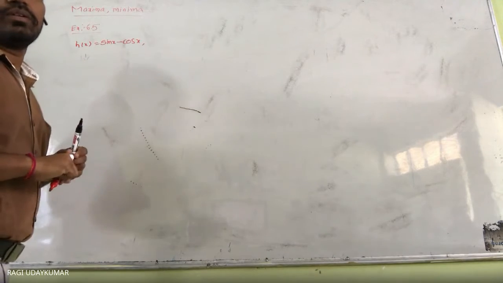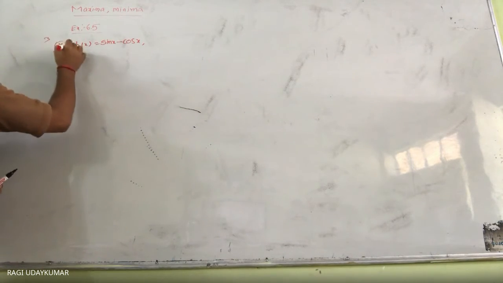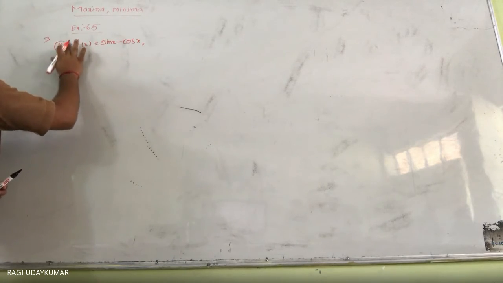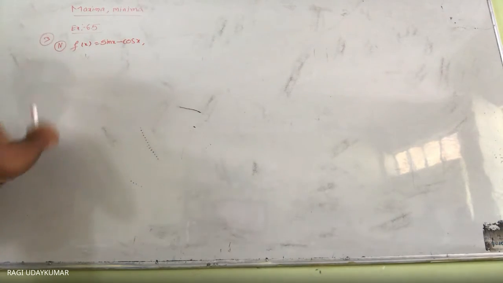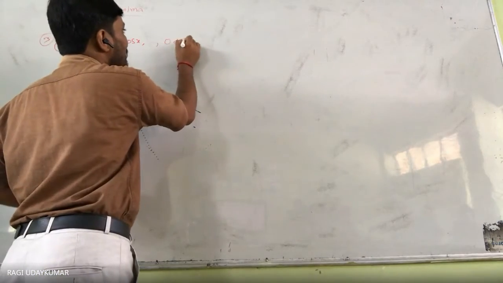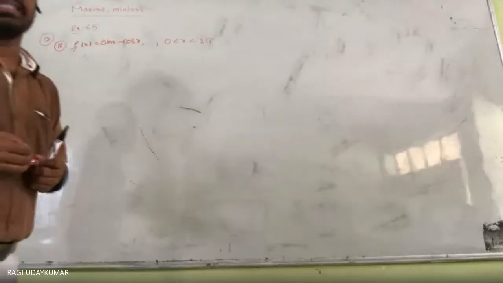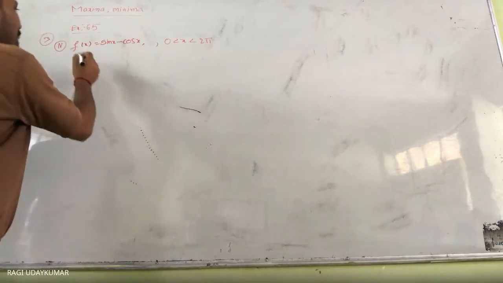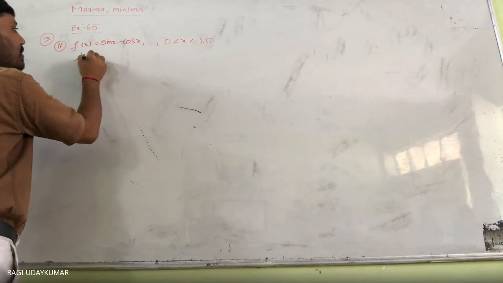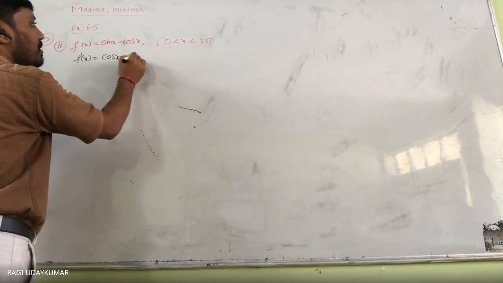The function is given: f of x is equal to sin x minus cos x, and x is given to you in the range 0 less than x less than 2 pi. Okay, what will f dash of x be? The minus is given. So sin x differentiates to cos x.